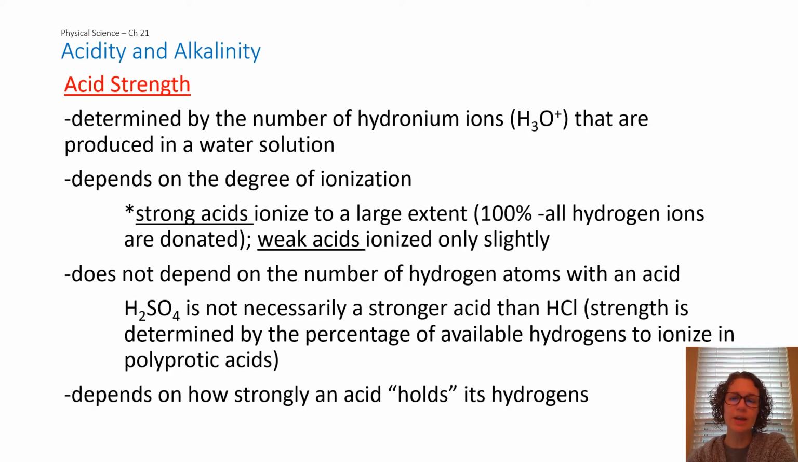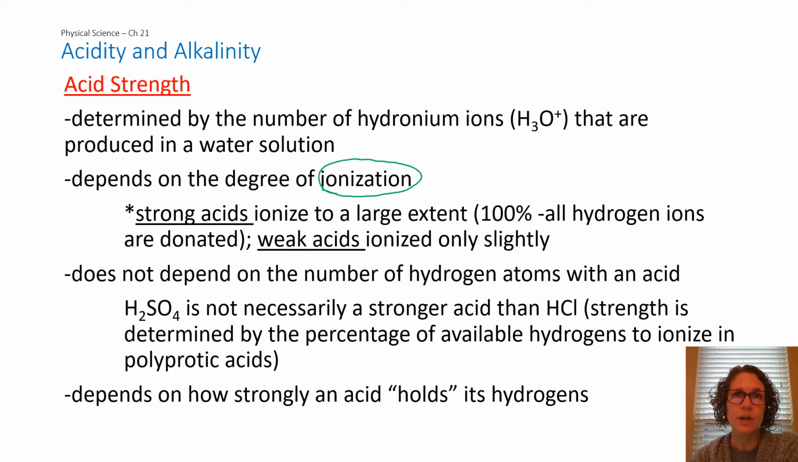Okay, so acid strength is a characteristic of acids that is determined by the number of hydrogen or hydronium ions that are formed in a water solution. So if you put this acid into water, how many hydroniums will form? It'll combine with the water and form hydronium. And this depends on the degree of ionization. This word ionization is a word that we have mentioned before. Remember, ionization means that it breaks apart into its ions.